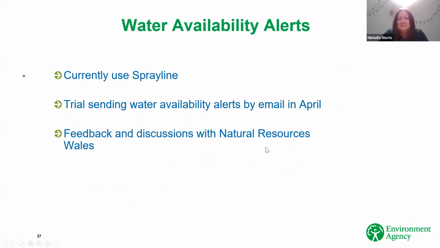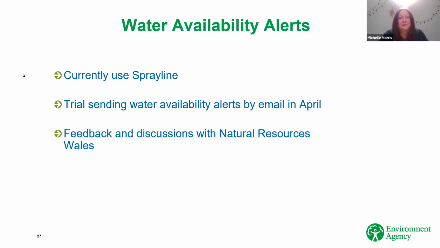So Mark's already talked about the water availability alerts and mentioned the different ways that our abstractors receive those. And in the West Midlands, it's no different. Mainly our abstractors will receive those letters by email. Sometimes they get that letter emailed, or we have phone services. It just depends on the catchment.